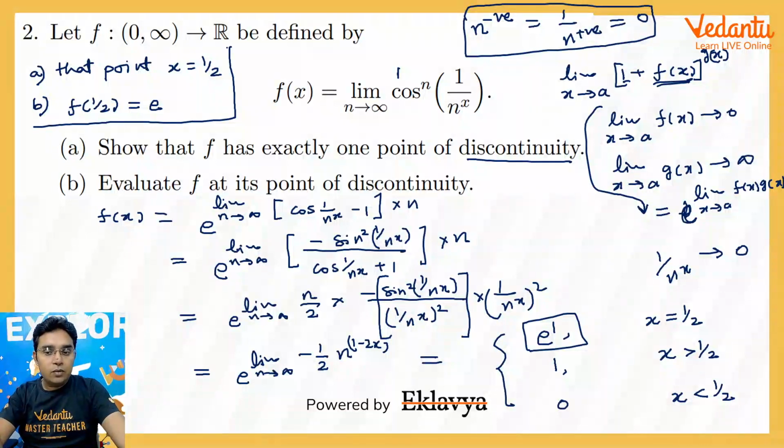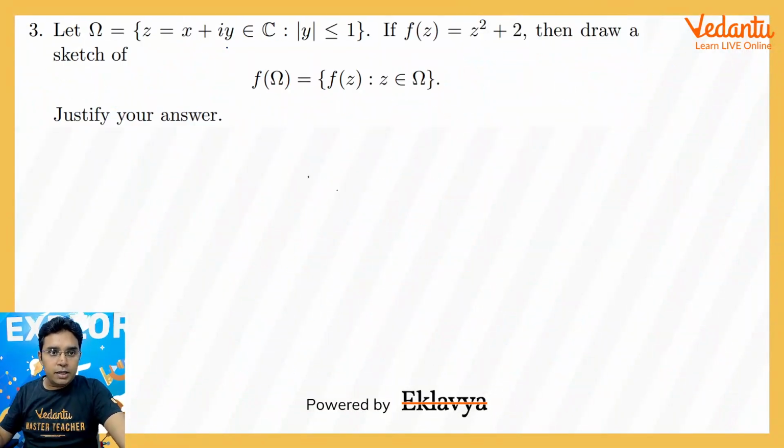On nx could have been a little confusing. Now coming to the next question, that is question number 3. This says Omega is the set of z equal to x plus iota y belonging to the complex numbers C, with mod y less than or equal to 1, and f(z) is equal to z square plus 2. Then draw the sketch of f(Omega), equal to f(z) such that z belongs to Omega.